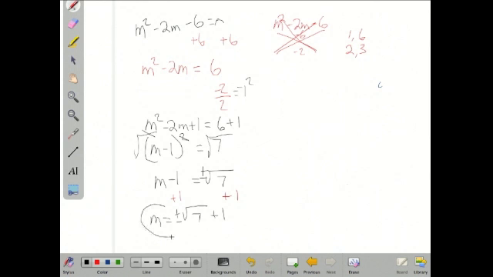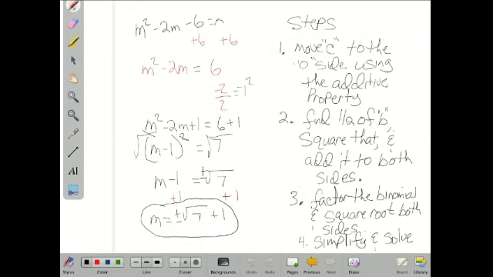You can just leave this as your answer, or you can use your calculator to calculate the square root of 7, which I believe is 2.6. Then you add that to 1 to get 3.6, or subtract it to get 1.6.